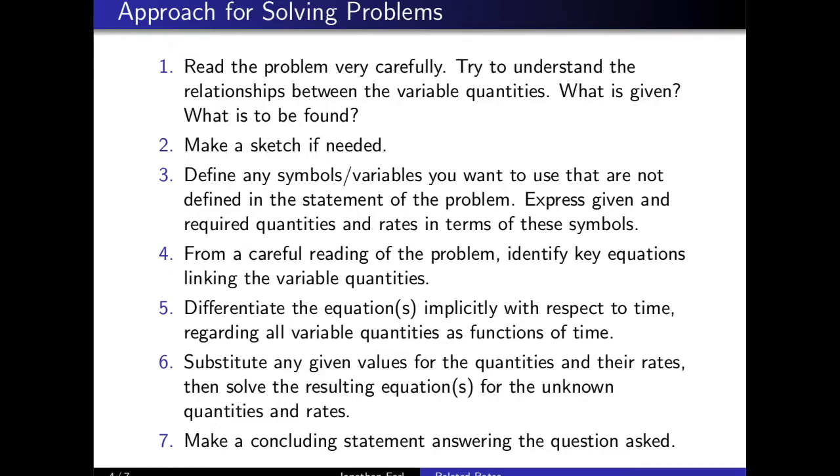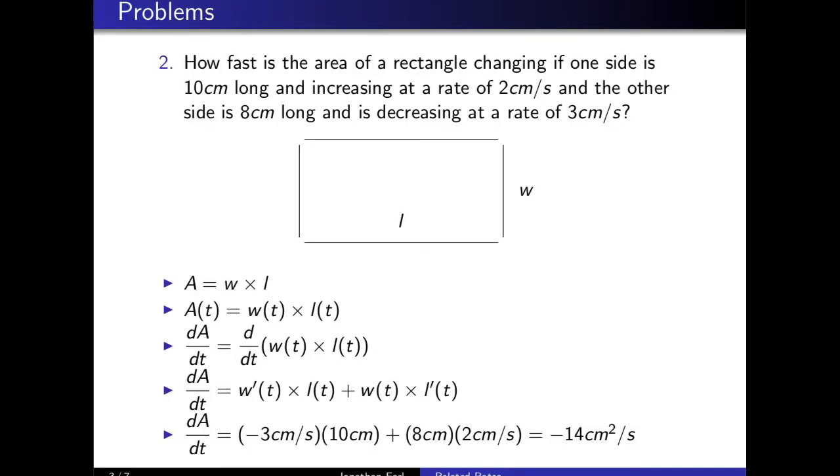Okay, so then the fourth thing that you want to do is come up with important equations. So these are going to be relations that will tie everything together and help you solve the problem ideally. The fifth thing that we want to do is take the important equations that we have and differentiate everything with respect to time. From there, we'll go and substitute in all of our givens and then solve. And then the last thing we'll do, because this is usually good form, is make a concluding statement that answers the original question asked. So here, for example, we were asked to find how fast the area is increasing, and we could conclude this with a simple sentence that says the area is decreasing at a rate of 14 centimeters squared per second.